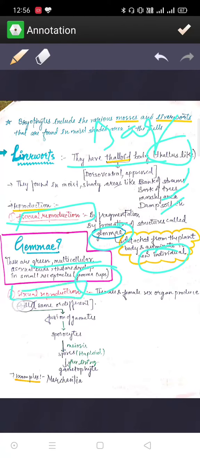Now, what type of sexual reproduction do they have? Liverworts have male and female organs borne on thalli, and fusion of gametes takes place. Sporophytes are produced, and these sporophytes undergo meiosis and produce spores, and these spores germinate into free-living gametophytes. This type of reproduction is found in Marchantia, which is an example of a liverwort having these characteristics.